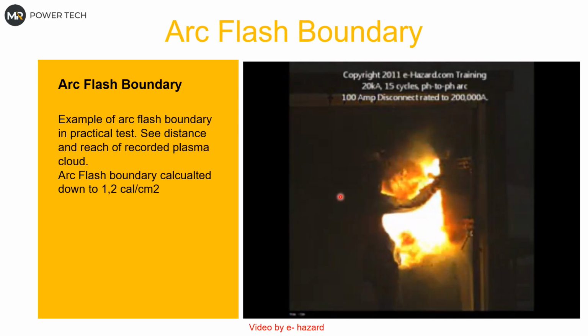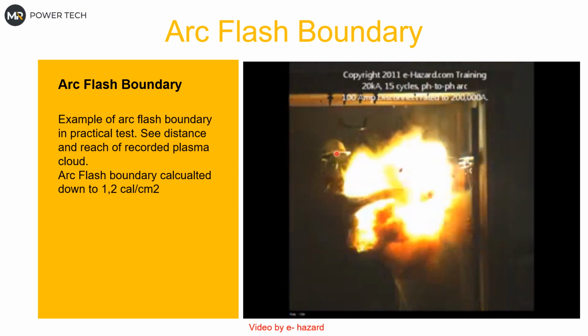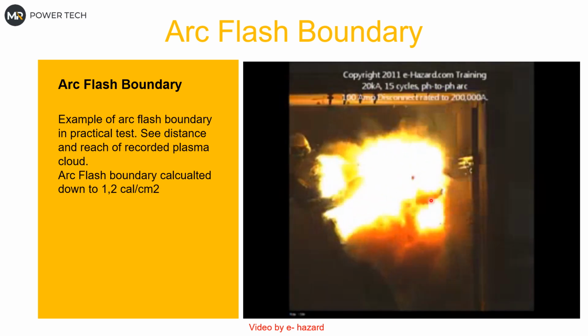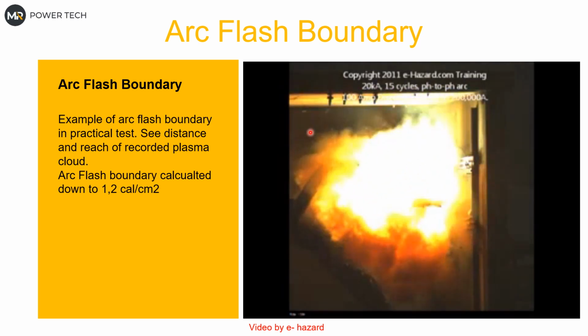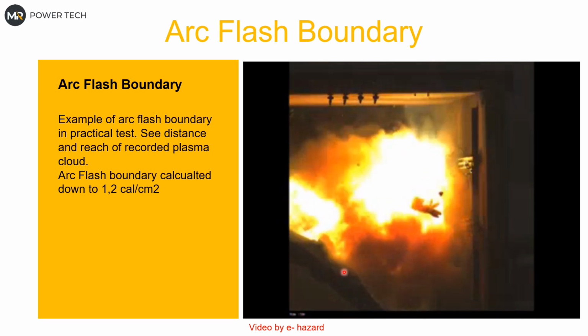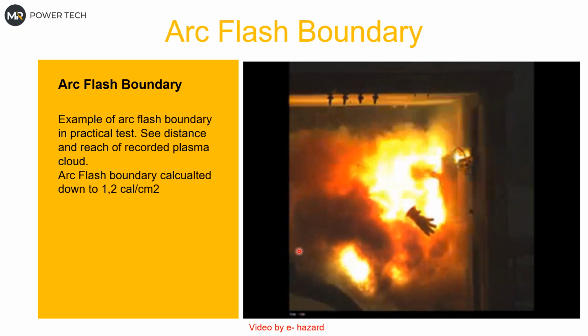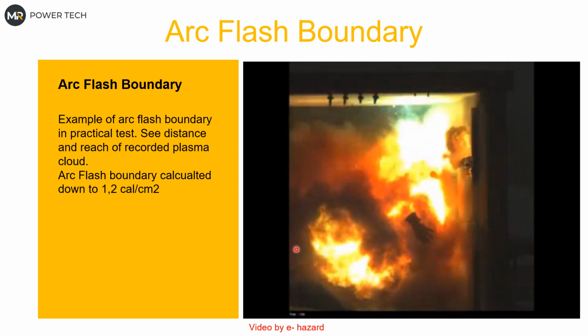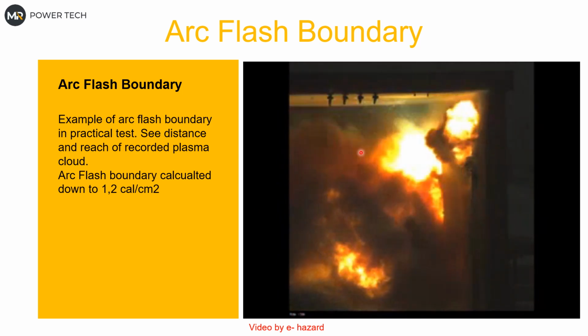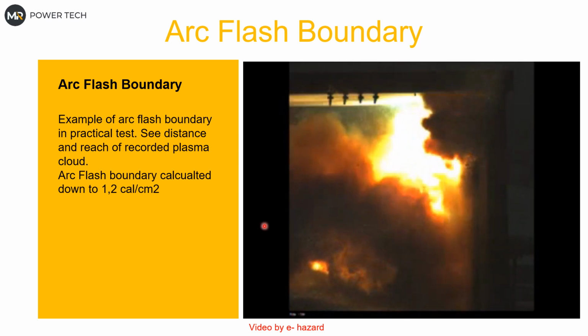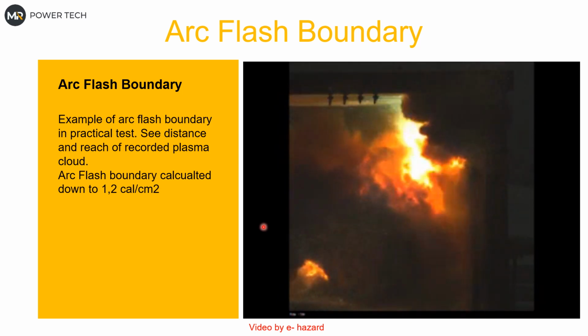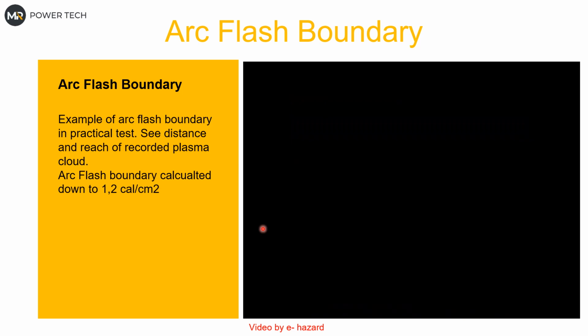This is a video by eHazard, but I like it because it actually shows the effect of opening the doors and arc blast. It shows very nicely how the arc travels, what the reach of this arc flash boundary is, how big it can be. And we usually calculate it down to 1.2 calories per square centimeter, which is the threshold of second degree burns.